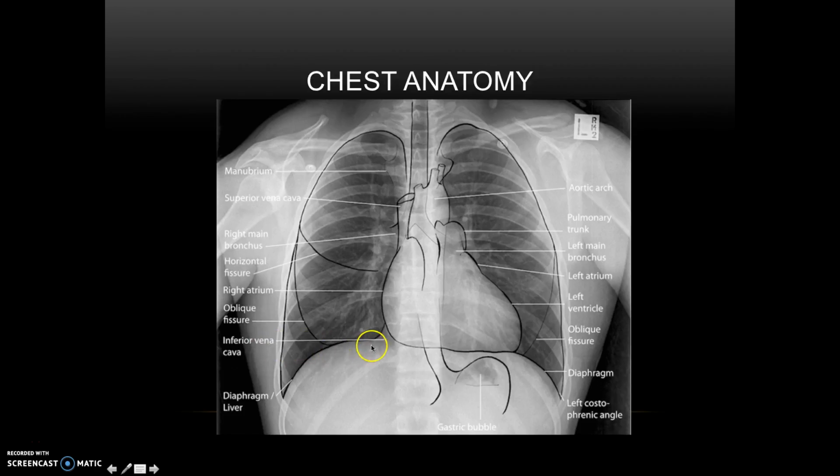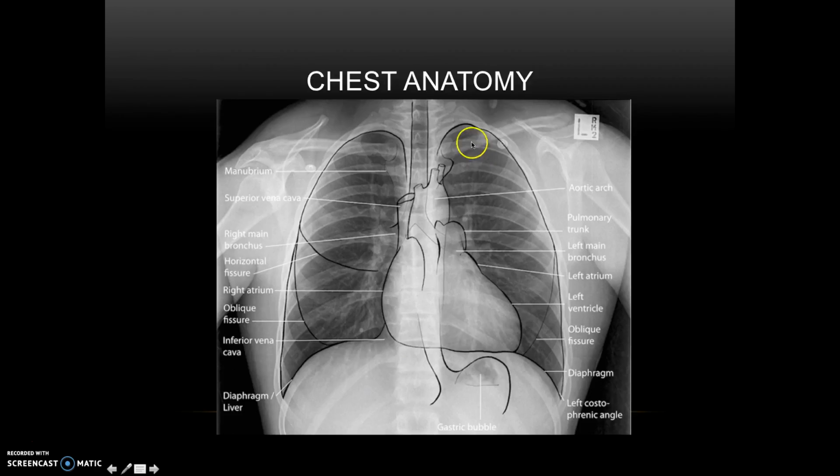The inferior vena cava would be here. The diaphragm and liver: the diaphragm is this structure here, separating the lung from the top part of the abdomen. The liver would be sitting right underneath the diaphragm here. So this is where the liver would be.